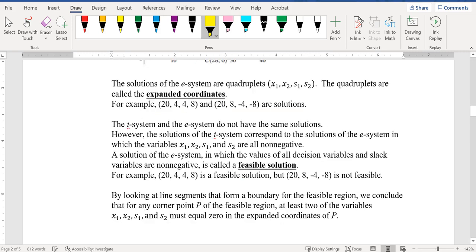So by looking at line segments that form a boundary for the feasible region, we conclude that for any corner point P of the feasible region, at least two of the variables x1, x2, s1, and s2 must equal 0 in the expanded coordinates of P.